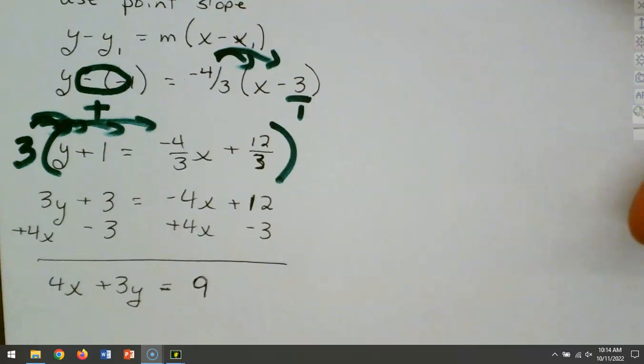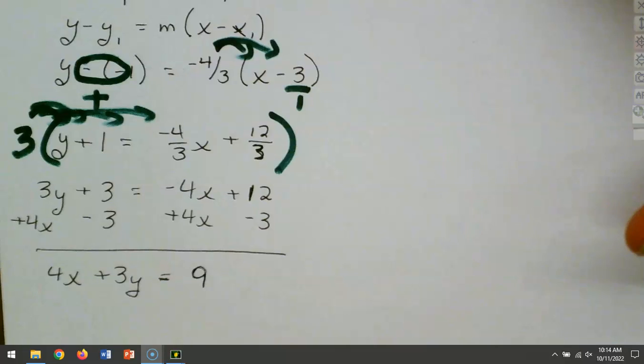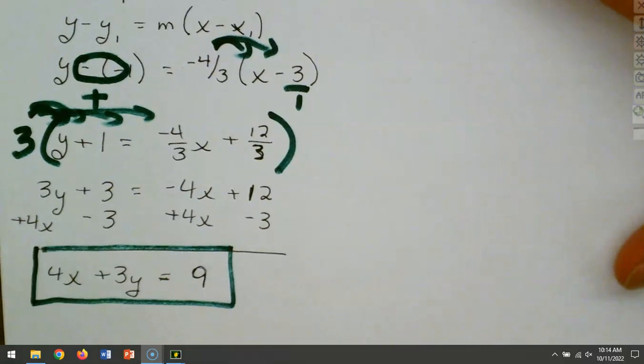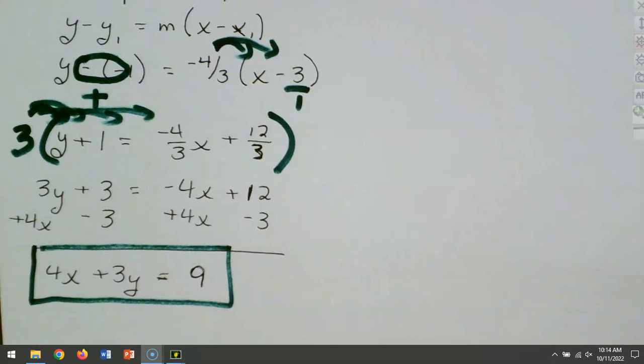Okay. Is this in standard form? Yes. How do I know that it is in standard form? It's in standard form because the x's and the y's are on the left-hand side. The x is positive, right? And no fractions and no decimals. So that's how we know we are done, and that's when we can stop.